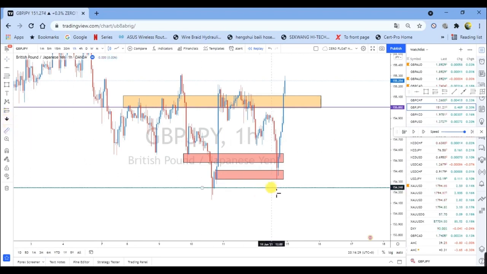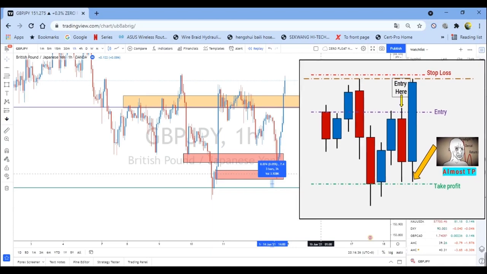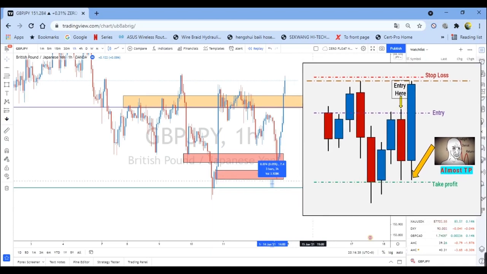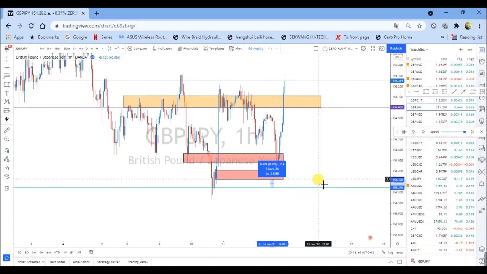Let me measure here. There we go. It's only 7.4 pips left to our take profit, yet price doesn't respect our take profit and continues up and hits SL. If you didn't set the break even in this area, then it will be a high risk.